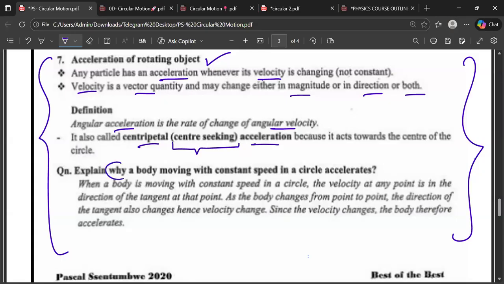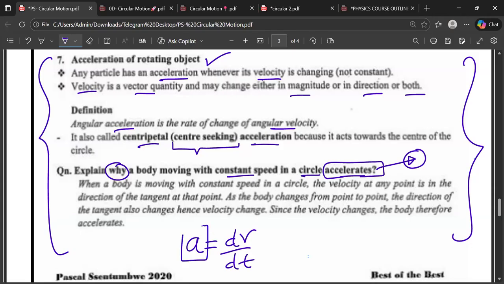So they are saying, explain why a body moving with a constant speed in a circle accelerates. Every time in physics they ask us why something accelerates, just explain why its velocity is changing. Remember, acceleration is the rate of change of what? Velocity. So when they ask you why is something accelerating, you just tell them why its velocity is changing. It is natural. So you come and tell them why velocity is changing.